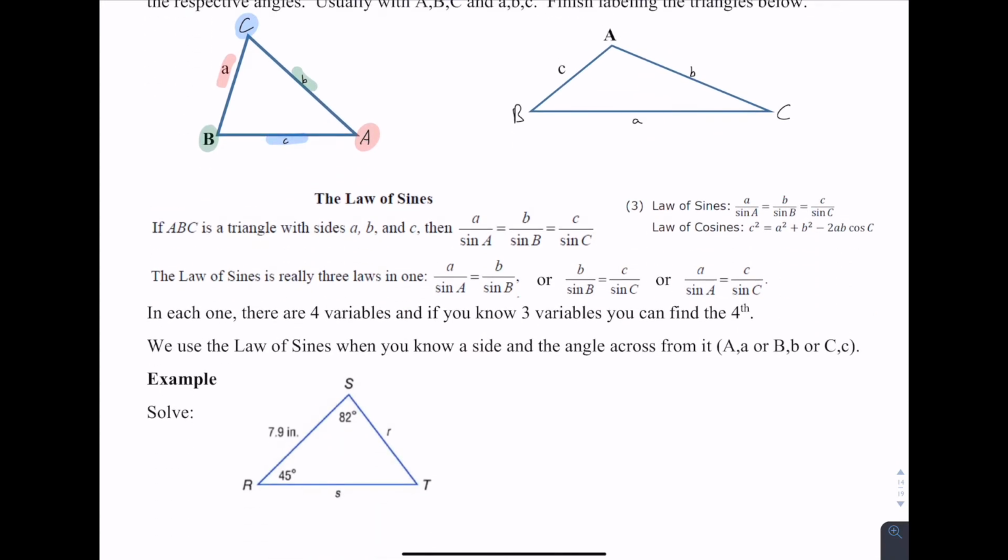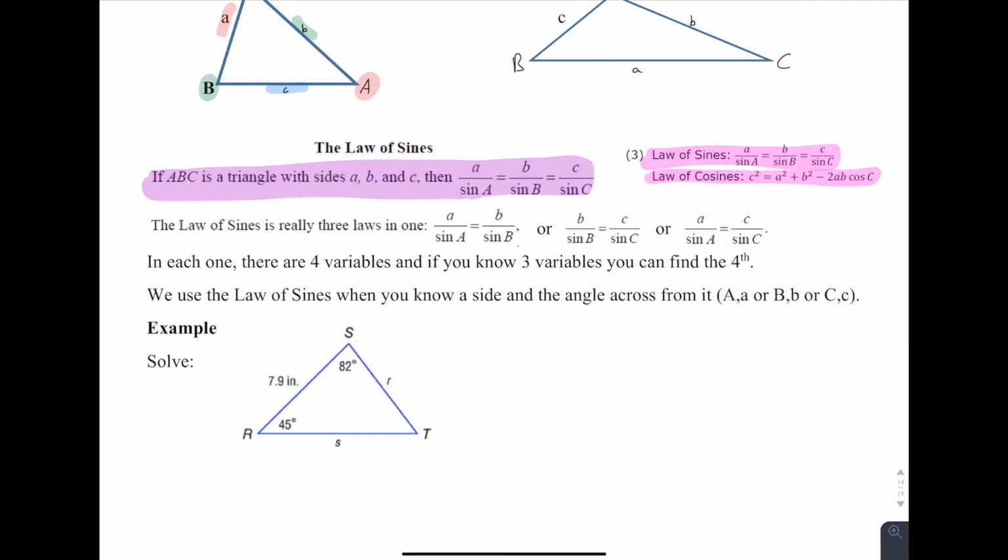Now here is the rule. Okay, let me highlight it in purple. This is what you need to memorize. If ABC is a triangle with sides lowercase a, b, c, then a over sine A equals b over sine B equals c over sine C. Okay, and then over here we have the law of sines condensed, and then the law of cosines. Today we'll be using the law of sines. Tomorrow we'll use the law of cosines. All right, and then you can keep reading.